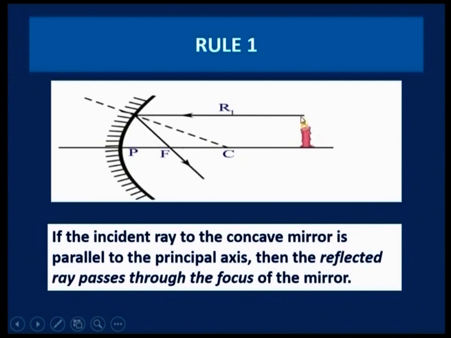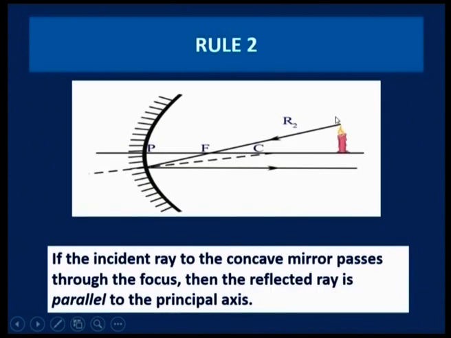Okay children, you can see here a light ray incident parallel to the principal axis is falling on the mirror and after reflection it is passing through the focus. So this is the first rule. Rule number 2. If the incident ray is passing through the focus of the mirror, then after reflection it passes parallel to the principal axis. The incident ray passes through the focus, hits the mirror and after reflection it passes parallel to the principal axis.